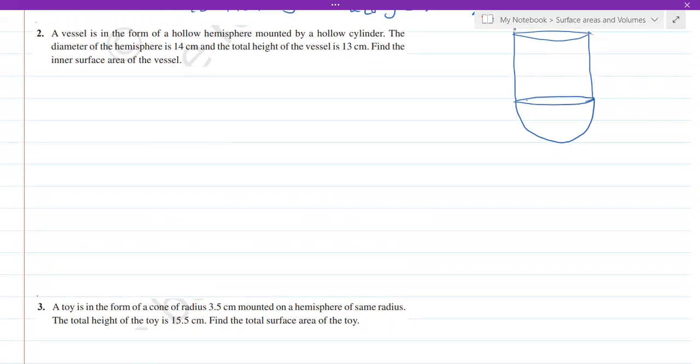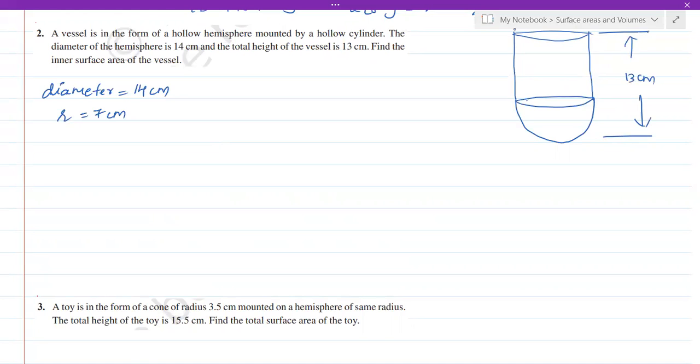Okay, now the diameter of the hemisphere is 14 centimeters. So diameter of hemisphere is 14 cm, which implies the radius, let's take it as r, that will be 7 cm. If you observe the figure carefully, the radius of the cylinder and the radius of the hemisphere will be the same because both the bases are coinciding. So let's take it as r itself, 7 cm. And the total height of the vessel is 13 centimeters, from the top to the bottom.